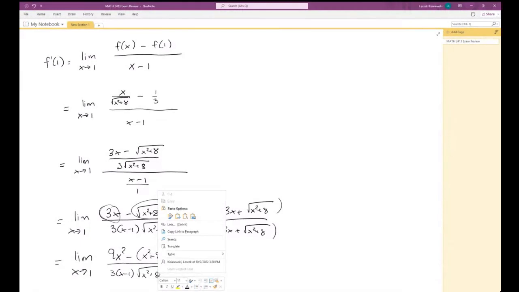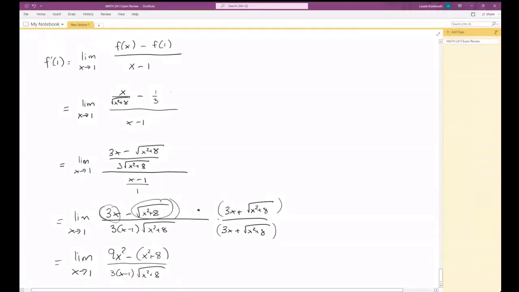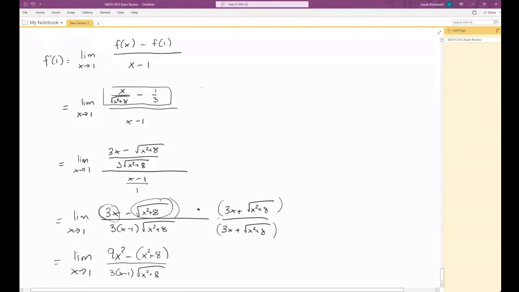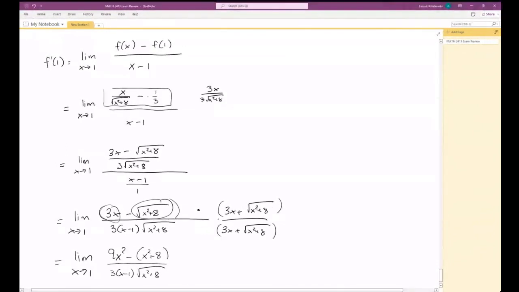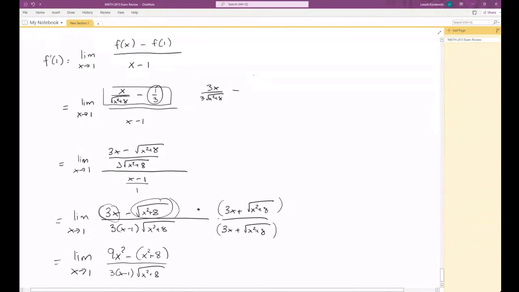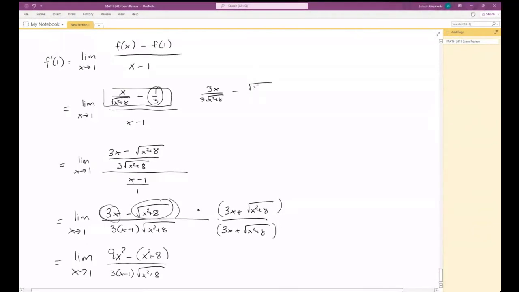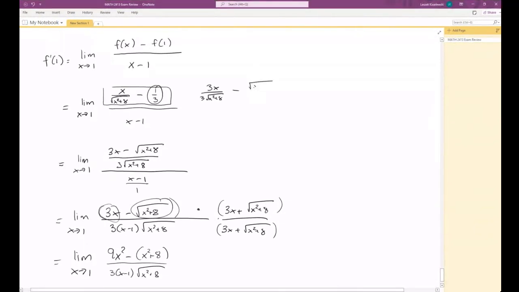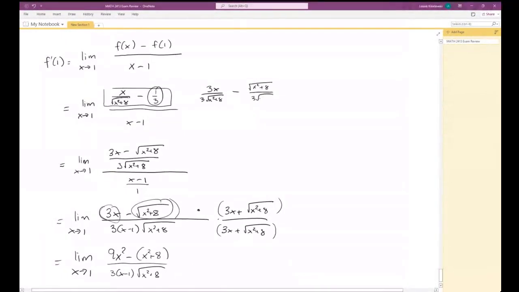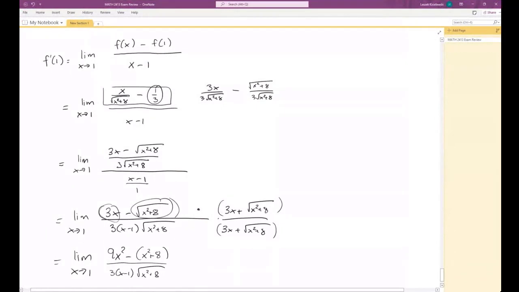Excuse me, why did you go from 1/3 to 3? Oh, this was when I found a common denominator here. Here I multiplied the top and bottom by 3. And for the 1/3, I just multiplied the top and bottom by the other fraction's denominator, so the square root of x squared plus 8. Is that okay? Once you have that common denominator, you get the result from there.